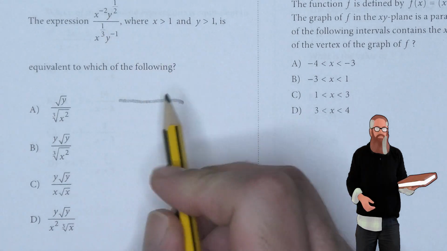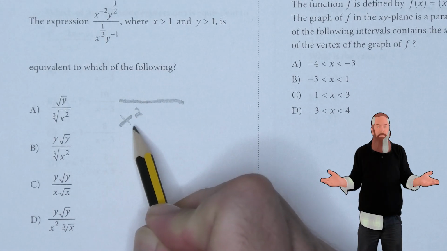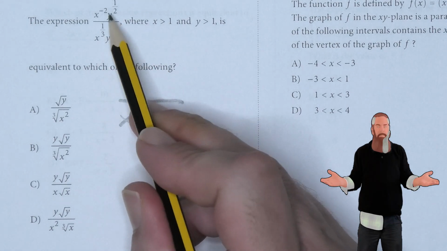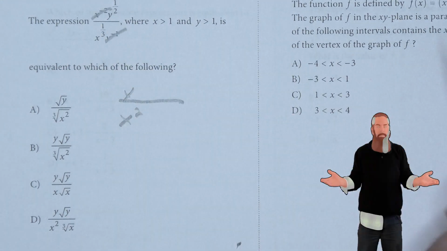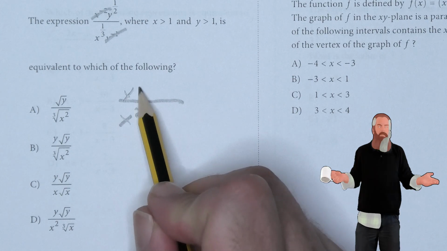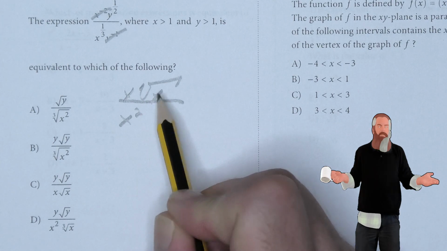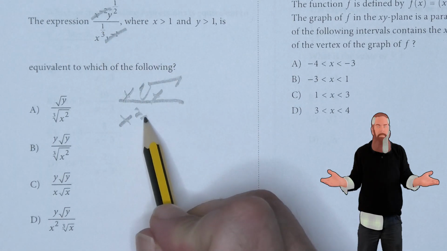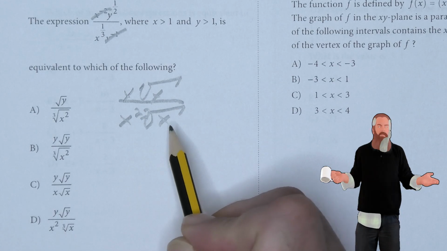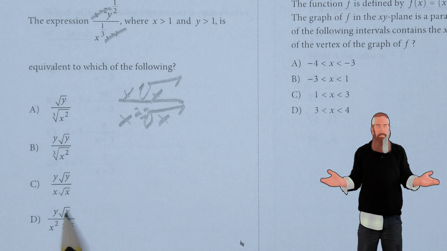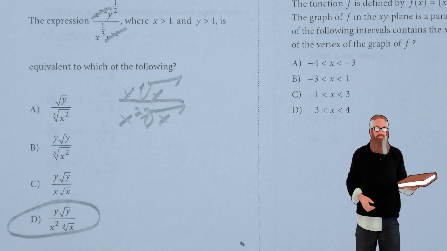That means that x to the -2 goes into the denominator as x squared, and y to the -1 goes into the denominator as simply y. Now y to the 1/2 power is the square root of y, and x to the 1/3 power is the cube root of x. Right at this point, I can already see that D is the answer.